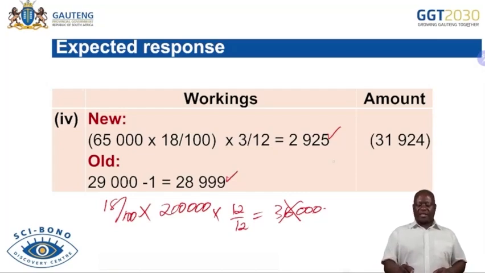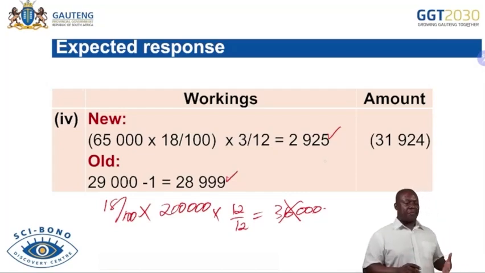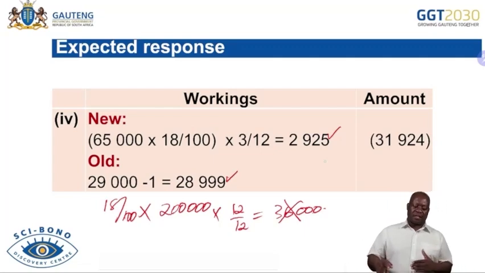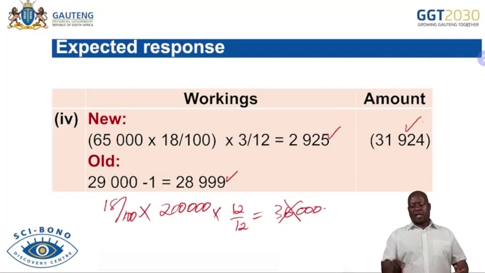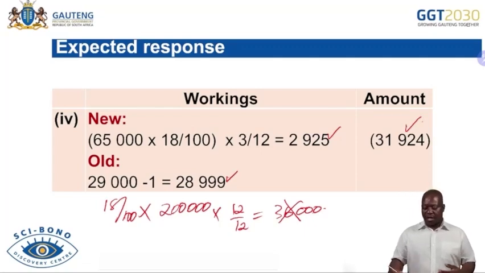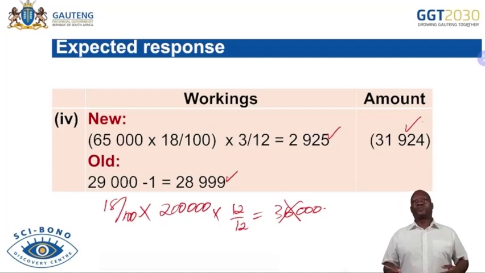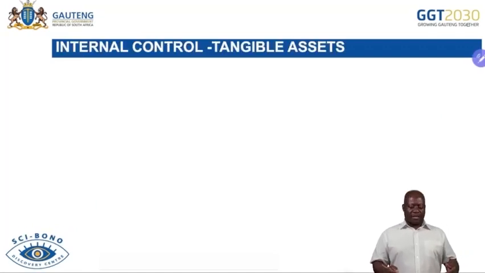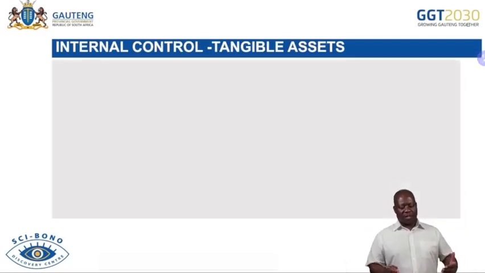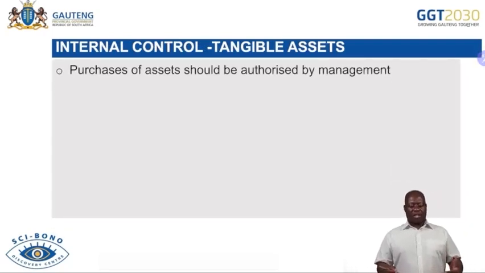So after that, we just add the 28,999 plus 2,925, and it gives us this. That's what we are looking for. And that is our 4. Hope we are still together, boys and girls. Now, let's just look into this to end our session.